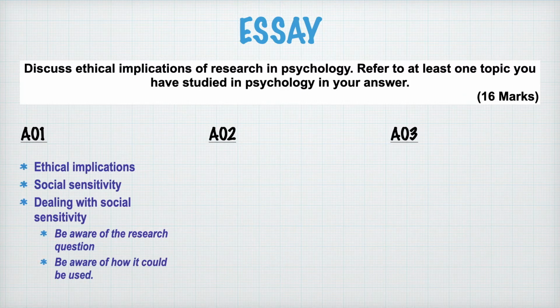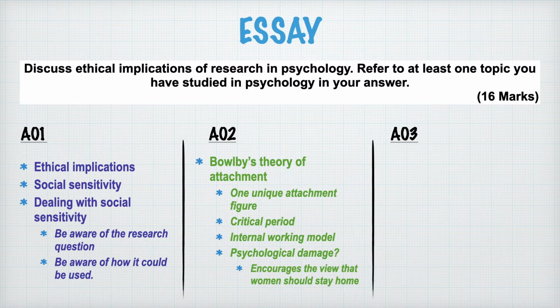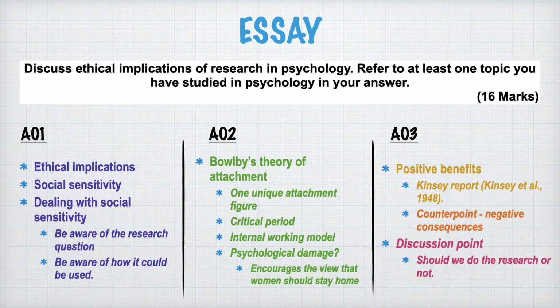Here's my plan. The sneaky thing about this essay is that it's actually an application question, because there are 4 marks available for the bit where it asks you to talk about a topic that you've studied in psychology. And people drop a lot of marks because they don't realise that that is what they need to do. Okay, so as you can see in my AO2 section, I've gone for 1 topic that I'm going to talk about. The question doesn't ask for any more than that, and I'm more than comfortable talking about Bowlby's theory for 4 marks. So that's what I've gone with.